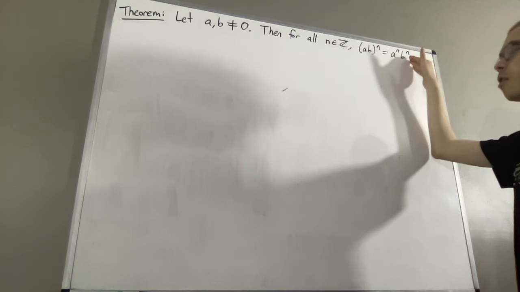Now let's recall the definition of the reciprocal of a non-zero real number. Let a be a non-zero real number. Then the unique real number x with the property that a times x is equal to 1 is denoted by #a. So that is the reciprocal of a. So now, our definition of negative integer exponents will be as follows.